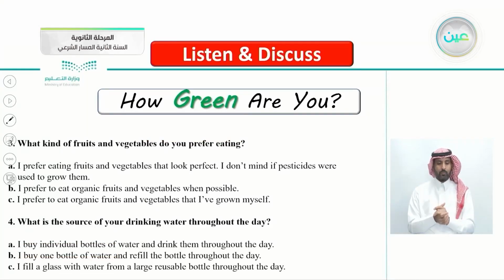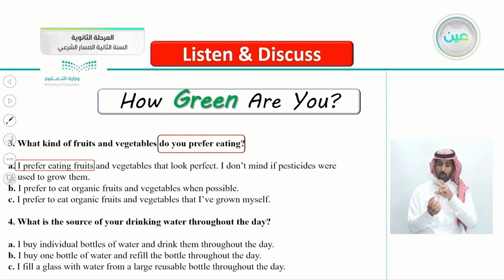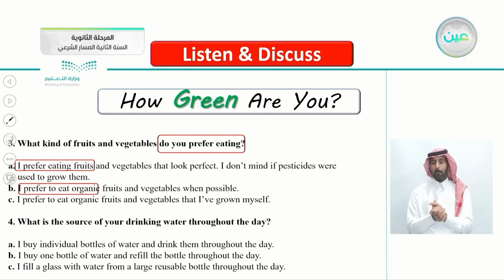Can you get some examples here on the second page? For example, for instance, do you prefer eating? What kind of fruits and vegetables do you prefer eating? Of course, also the answer here, I prefer eating fruits. So prefer comes before a gerund, and also before the infinitive, prefer to eat. Prefer is one of the verbs I was just talking about that is shared between the gerund and the infinitive. You can say prefer eating, or you can say prefer to eat fruits or organic fruits.